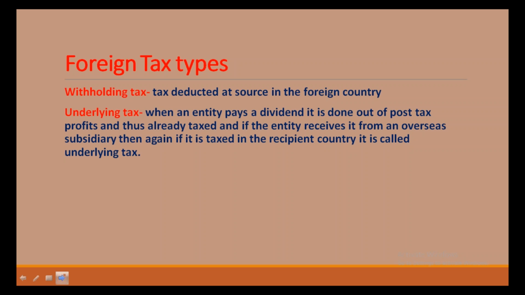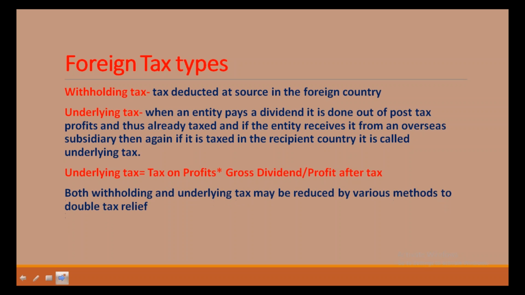When a foreign entity pays a dividend, just like in that imputation system, they will give you a part of credit for the corporate taxes they have paid there. So underlying tax is tax on profit times gross dividends divided by profit after tax. So I will work out a number with you on that one. Different countries will give you different reliefs, but we are not supposed to know all the calculations. We need to know the different types of taxes that can happen, and that should be all right.